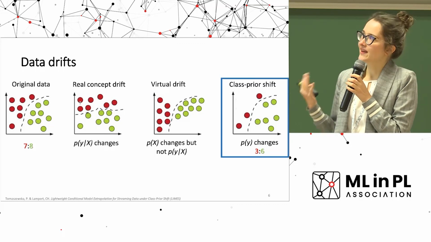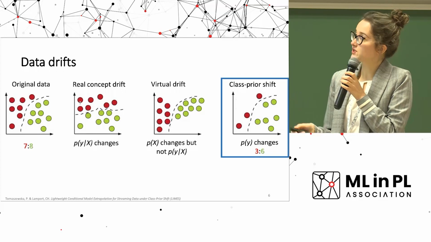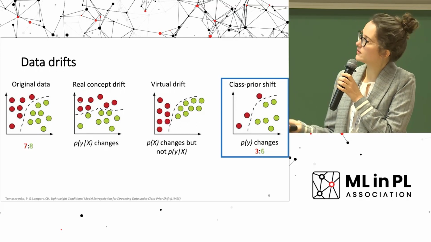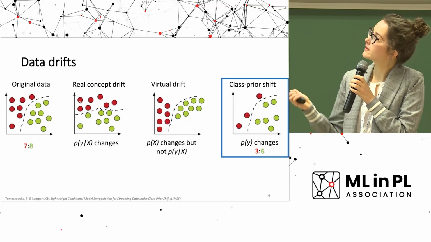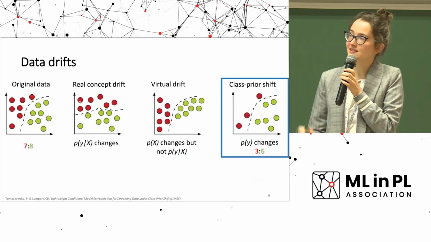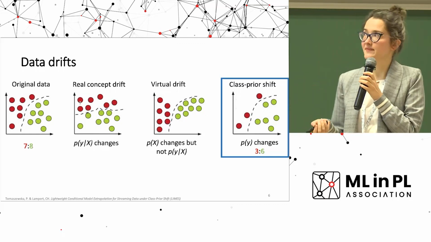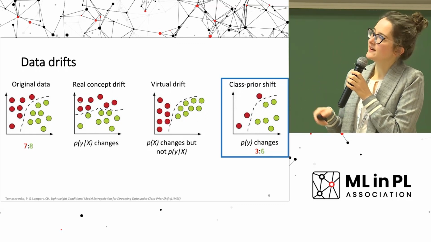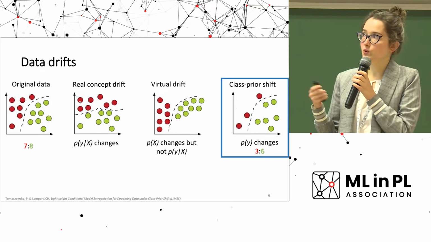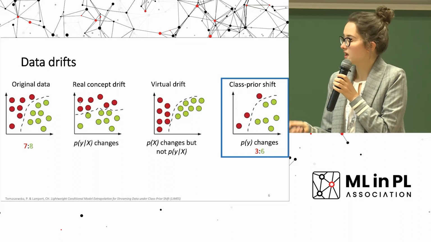There are different drifts, but in my talk, I will focus on the last one, which is called class prior shift. What does it mean? It means that the distribution of the classes is changing over time. Here you have the illustration. At the beginning, this ratio was 7:8, but now after the change it is half-half.